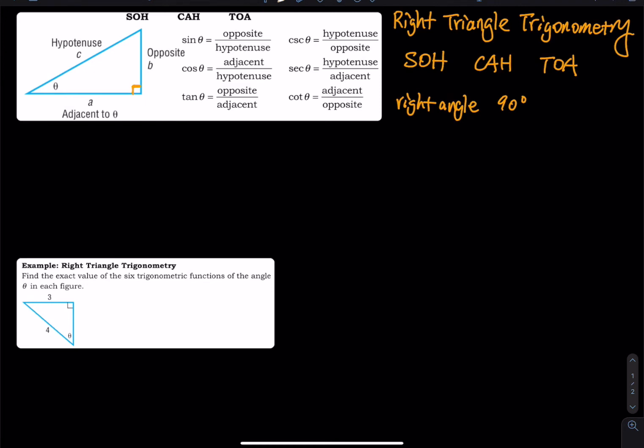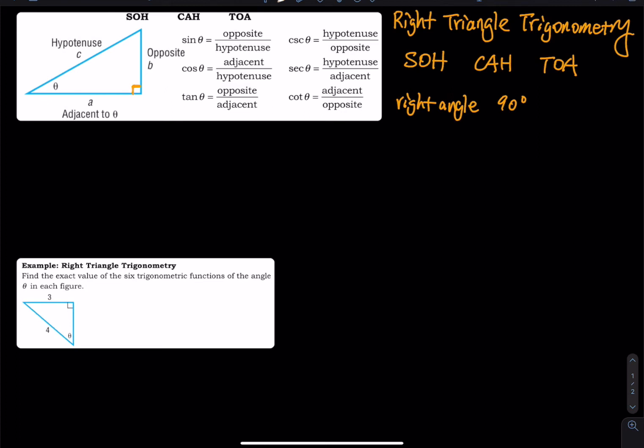So what about the cosecant, secant, and cotangent? What is cosecant? Cosecant is the reciprocal of sine, right? So for cosecant, all you have to do is swap the numerator and denominator of sine. For secant, you swap the numerator and denominator of cosine. For cotangent, you swap the numerator and denominator of tangent. Alright?